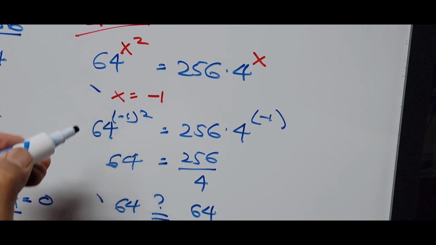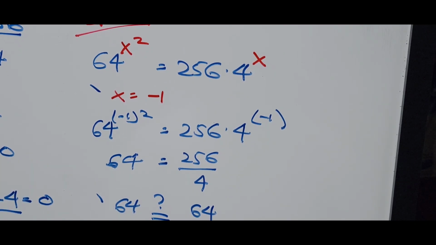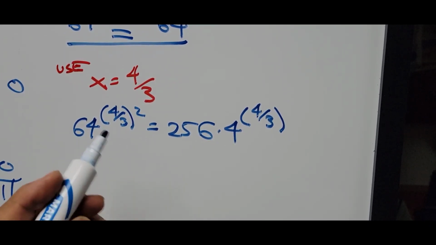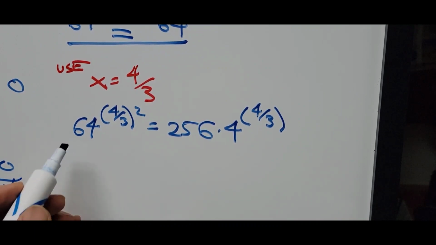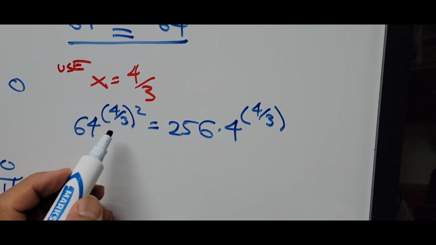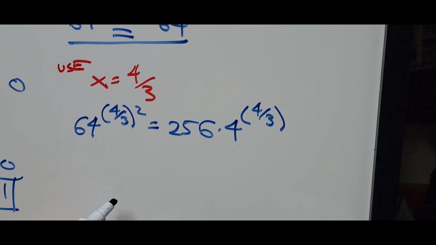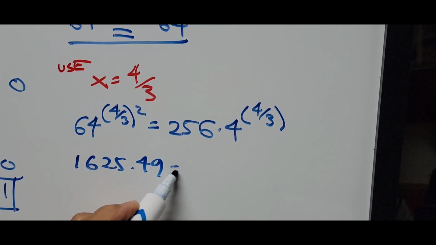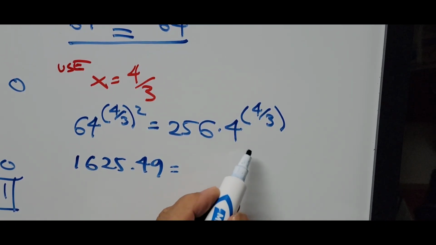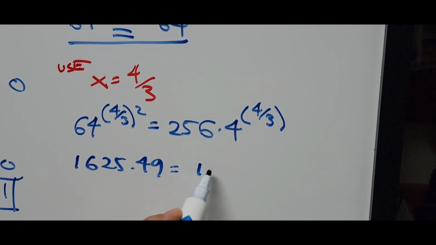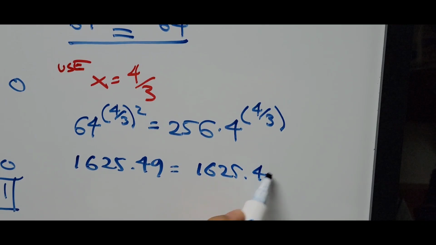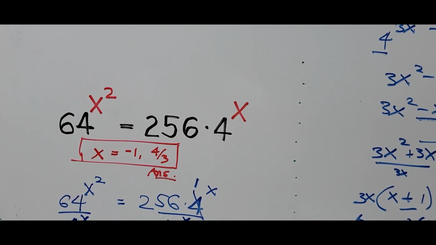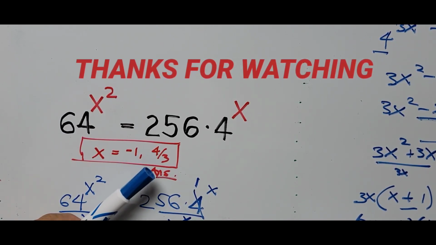Let's do it for the other value of x, which is 4/3. Substitute the value into the original equation. Now 64 raised to 4/3 squared is equal to 1625.49, and 256 times 4 raised to the 4/3 equals 1625.49. So it's the same on both sides. We have just confirmed that the values of x for this equation are x equals negative 1 and 4/3.